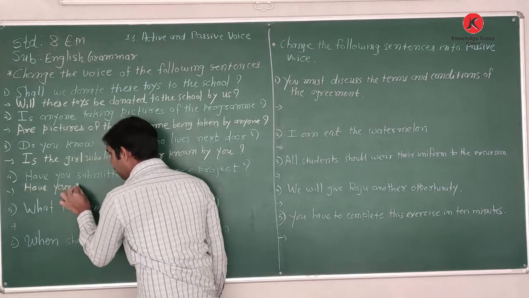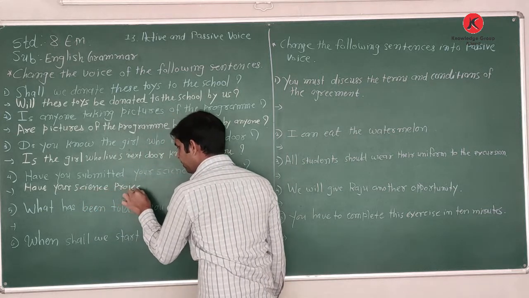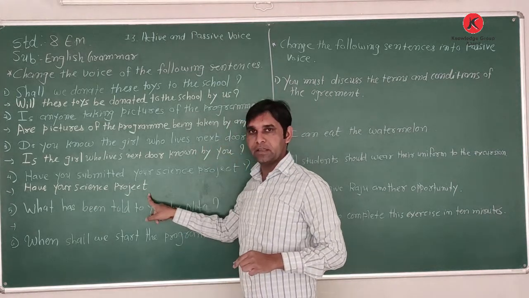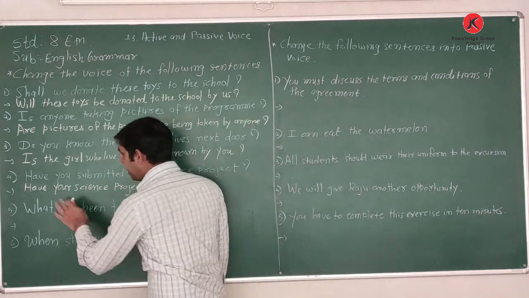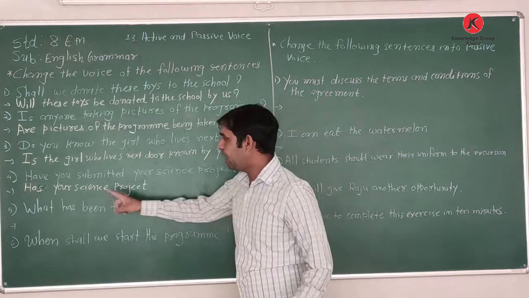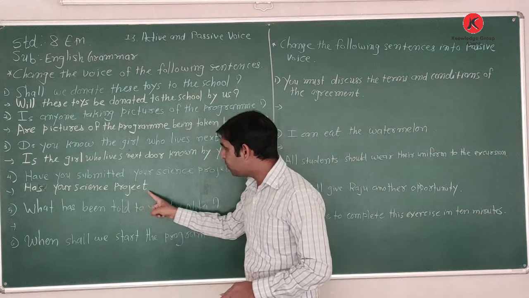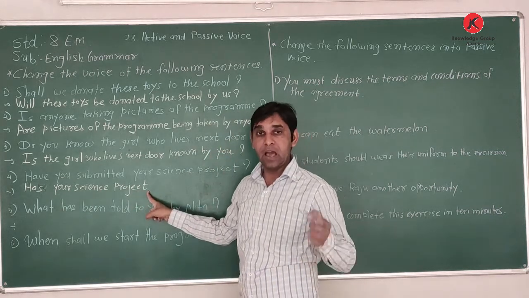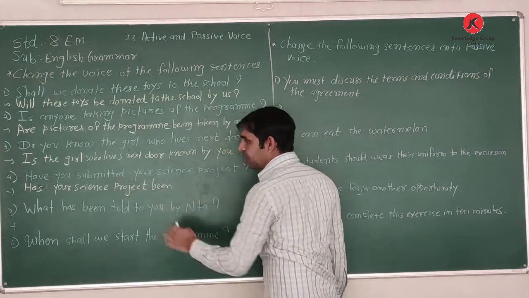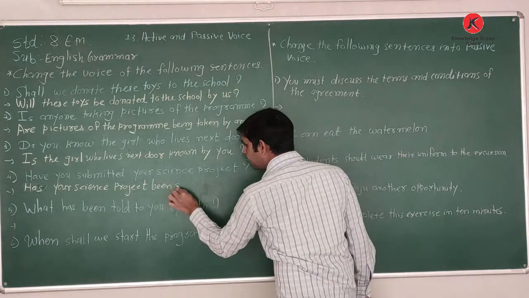Here, have your science project. Since your science project is singular, we write has. Don't write have, but write has. Now, has your science project, then in the perfect tense we add been. Then the past participle remains as given in the perfect tense, so we do not change it.